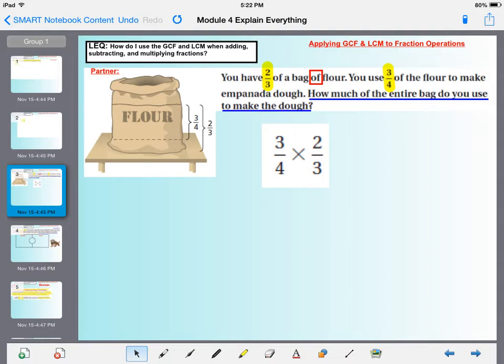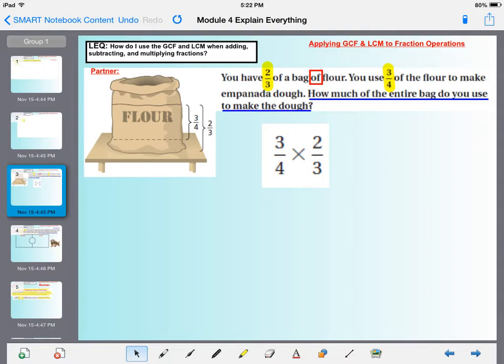Well, we need to first stop and process and think about important information. The contents of the bag of flour that we have is 2/3. We don't have a full bag. We only have 2/3 of a bag to begin with. But we don't use that entire thing to make the dough. We only use 3/4 of it. So in this problem, to answer the question, how much of the entire bag do we use to make the dough, we need to find what 3/4 of 2/3 is.